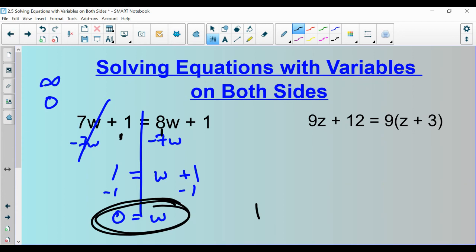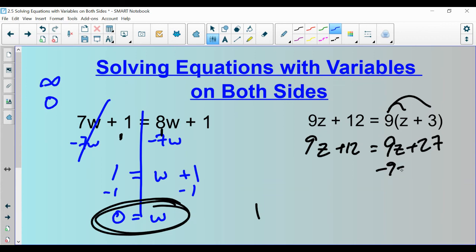What about this guy here? 9z plus 12 is equal to 9 times z plus 3. What you guys should do is distribute that 9. You have 9z plus 12 is equal to 9z plus 27. Currently, we have the variable z on both sides. Let's bring them to the same side. I'm going to subtract 9z there to bring it to this side.